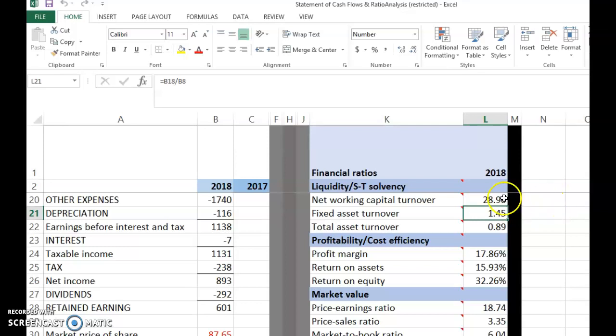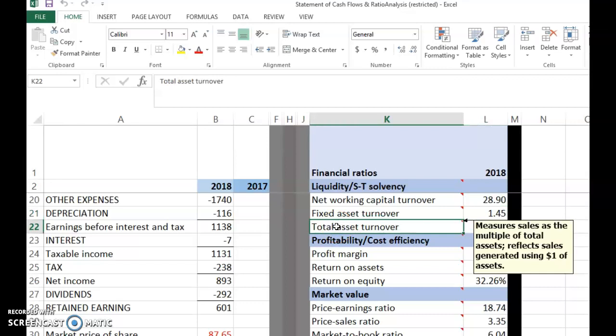Okay, likewise here, 28.9, let's say net working capital turnover. The higher this ratio, the higher the efficiency in using net working capital to generate sales. So likewise, you interpret this in the same manner. And the final ratio for asset management ratio is total asset turnover.